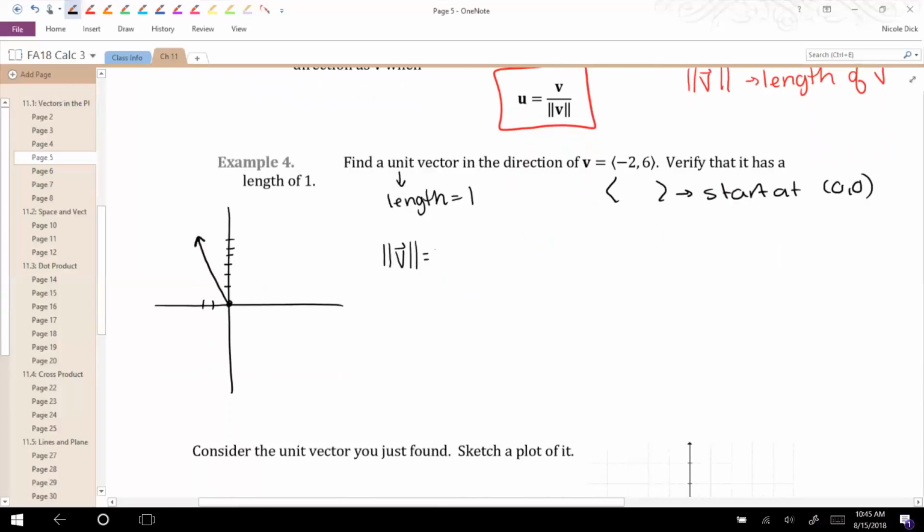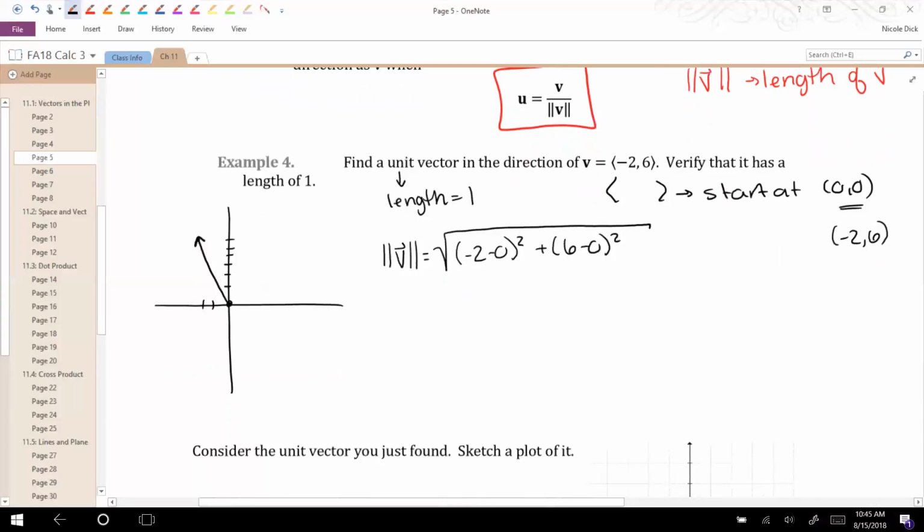I did mention this yesterday. We're going to go through and do it the long way again just to make sure everyone sees why we have this shortcut here. Since we know it's starting at 0, 0, and it's ending at the point -2, 6, when we go through and do the long version of the distance formula, we're always going to be subtracting 0 from these terms here, which we know doesn't do anything.